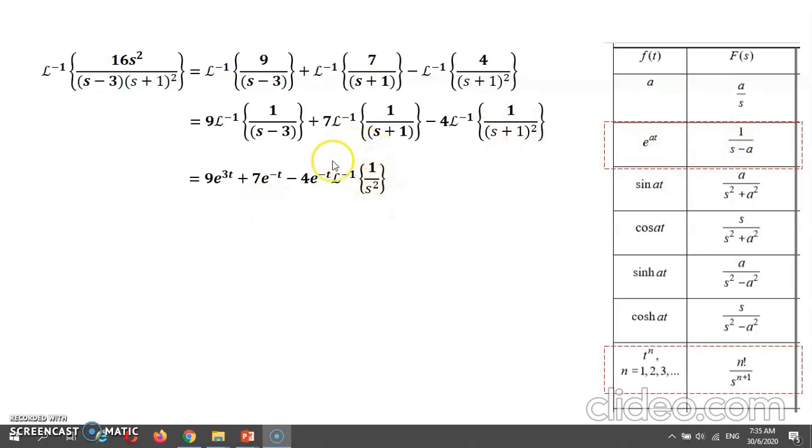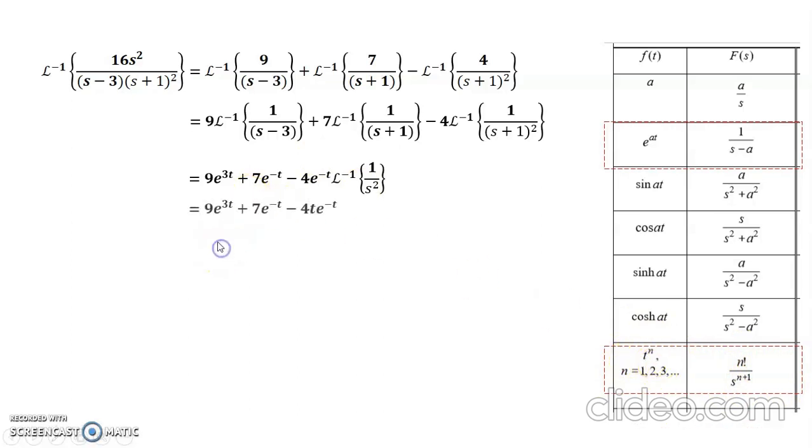Okay, and then kita nak cari inverse Laplace transform untuk 1 per S kuasa 2. Kita boleh refer kepada table yang ni. Okay, so in this case you punya S kuasa 2, meaning that you punya N adalah 1 faktorial bahagi S kuasa 2. So finally, you punya FT adalah dalam bentuk T. So jawapan akhir kita adalah 9 eksponen 3T tambah 7 eksponen negatif T minus 4T eksponen negatif T.